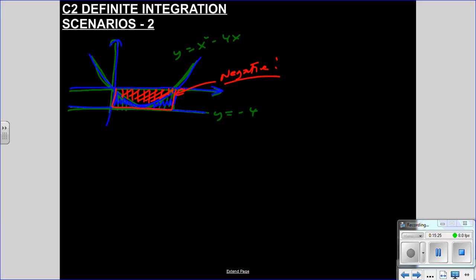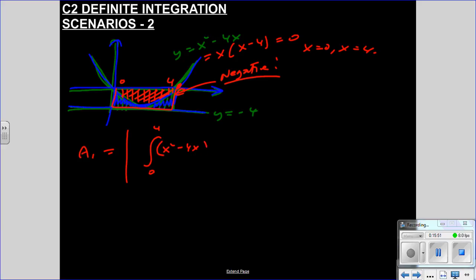Let's do it then. First we need to know, like always, where this thing crosses the x-axis. So this crosses the x-axis when this is 0, x is 0 and x is 4. So this is 4 and this is 0. Therefore, the area 1, the red area, is the modulus, isn't it? Because it's going to be negative. Between 4 and 0 of x squared take 4x dx. Modulus, square brackets, 4, 0.